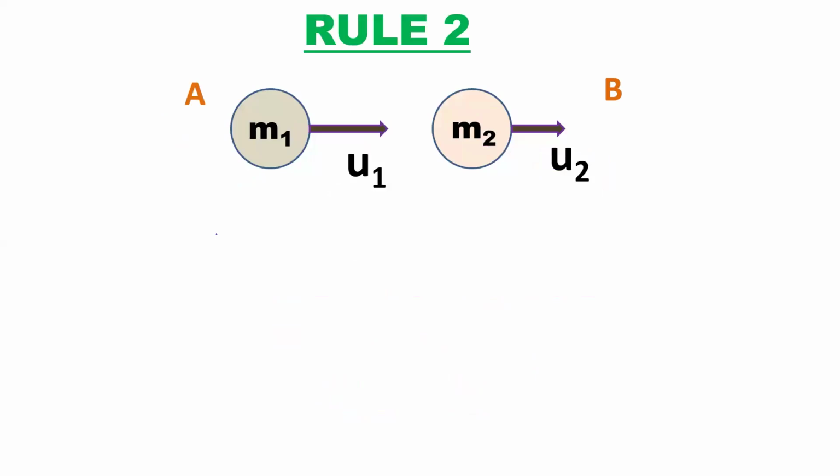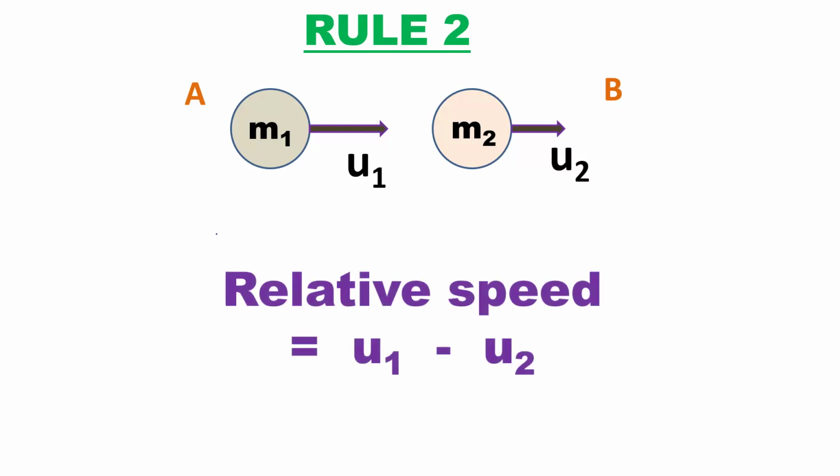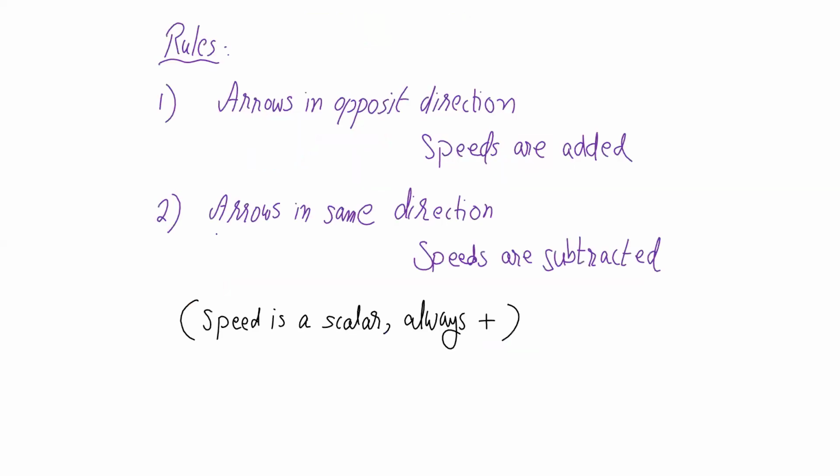But when they're moving in the same direction, like your car is going at 80, and another car crosses you at 90, it is 10 more relative to you. So in this case you subtract the two speeds. Now remember this rule: arrows in opposite direction, speeds are added, relative speed. And arrows in the same direction, speeds are subtracted. Speed is a scalar, so always plus. So after giving the heading, you have to copy this.